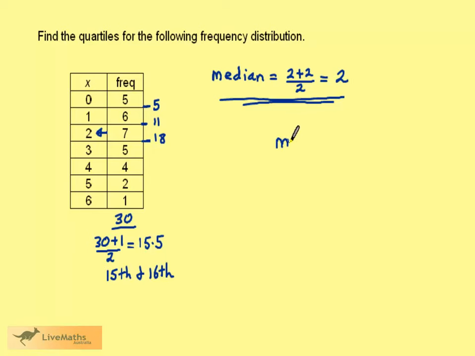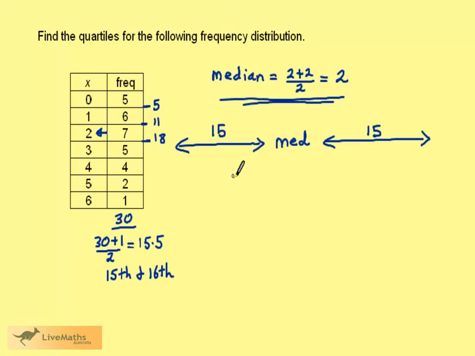So let's look at the data set. The median was between the 15th and 16th pieces of data. That means that we have 15 pieces of data on one side of the median and 15 pieces of data on the other side of the median. Think about this fairly carefully to make sure you understand why.